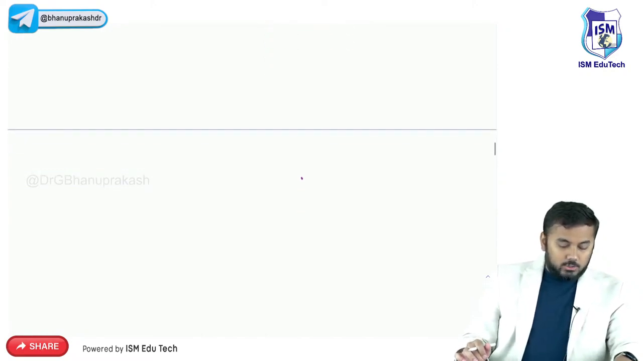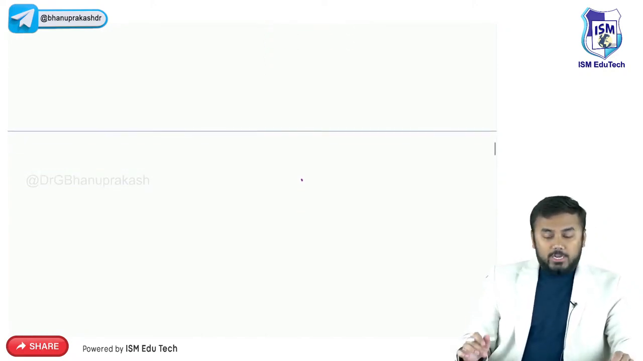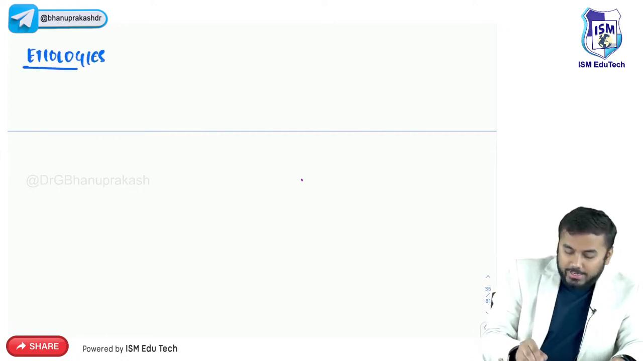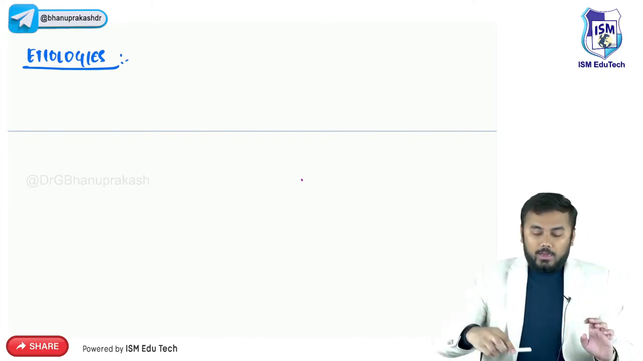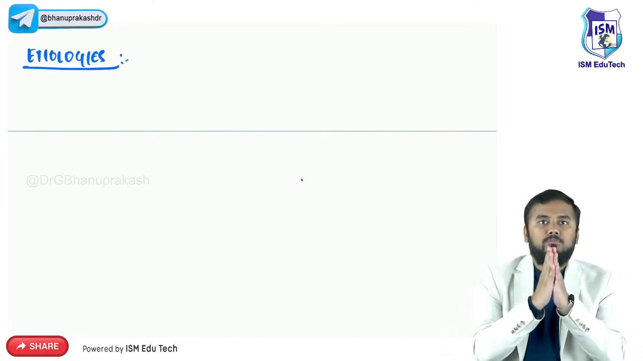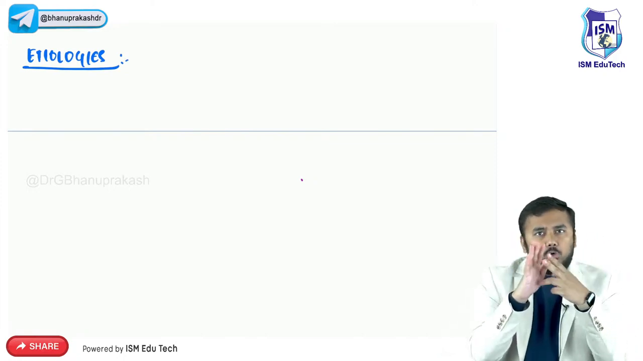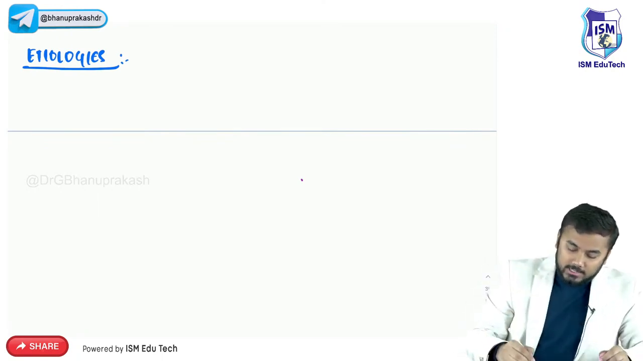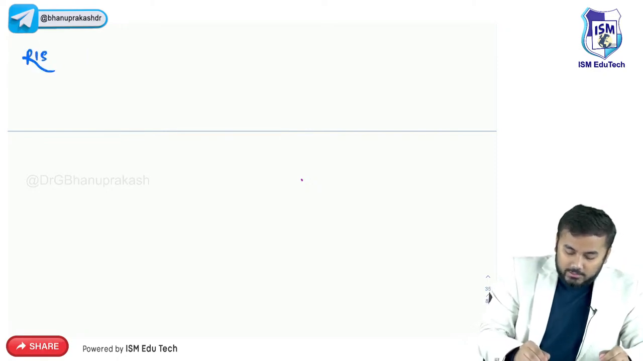Yeah. So now the next important thing we shall be discussing is etiologies. What are the different kinds of etiologies we have? Now remember one very important thing. There are two important etiologies. Instead of writing etiologies, let us write it as risk factors only. Write it as risk factors.